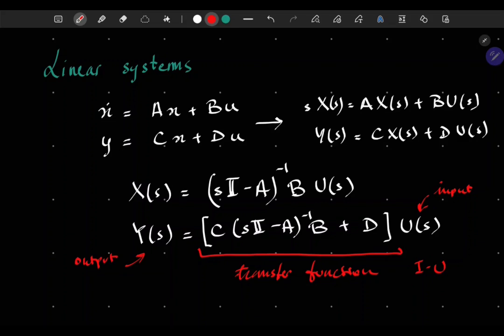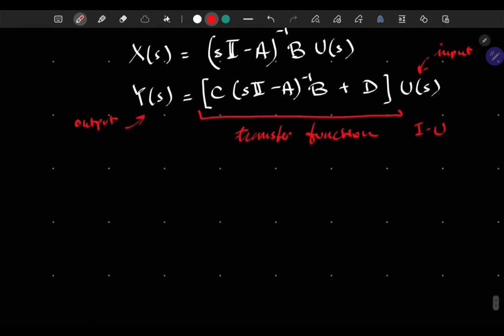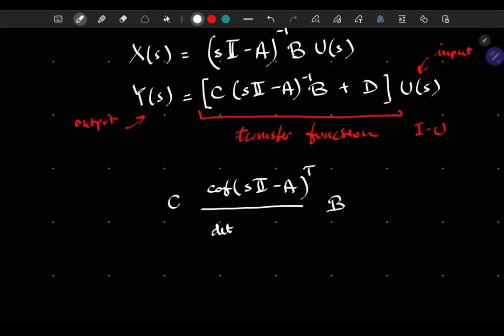Now, it's interesting to observe that if sI minus A is an invertible matrix, then we can write this down as C times the so-called cofactor matrix, which is transposed, times B, and this is divided by the determinant of s times the identity minus A. So this will be our y of s. So this here is our transfer function.